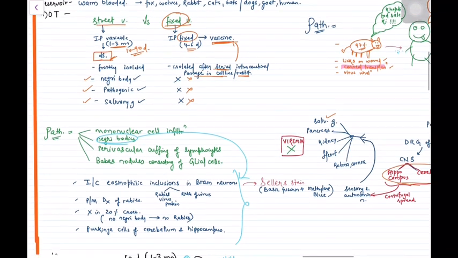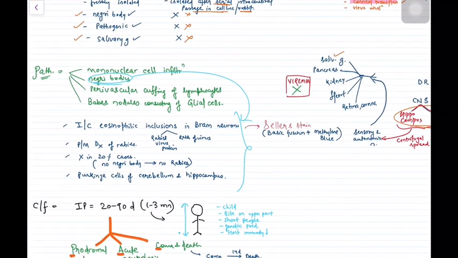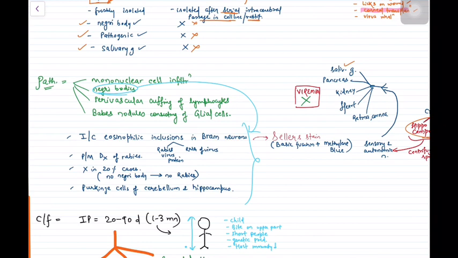Okay, great. Now talking from the pathology point of view, they will show mononuclear cell infiltration, Negri bodies, perivascular cuffing of lymphocytes. Lymphocytes will gather around the vessels, and the Babes nodule, which will mostly involve the glial cells.